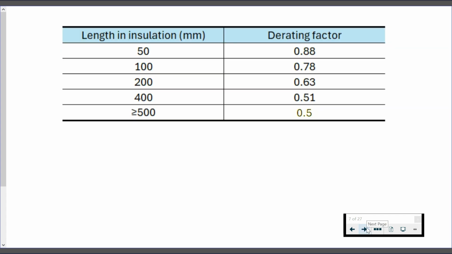Other correction factors we need to think about is thermal insulation. If you go back into section 2.6 in Appendix 4, you'll see the correction factors for thermal insulation. Underneath the paragraph there, you'll see this table. Our correction factor for the installed method is 0.51. That's for that 400 millimeters of insulation, with our cable completely surrounded by thermal insulation. So a correction factor of 0.51, that's from 2.6 in Appendix 4.